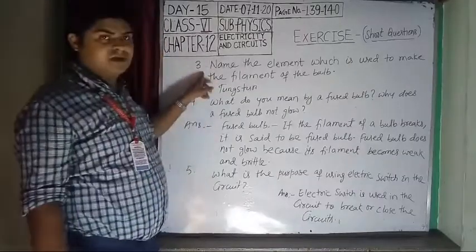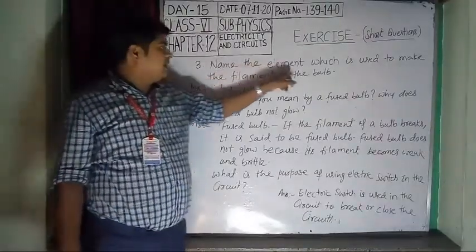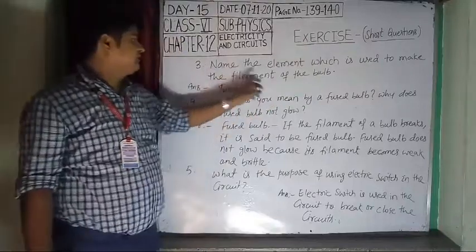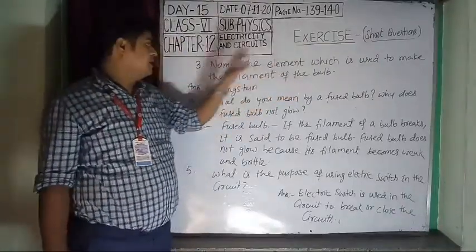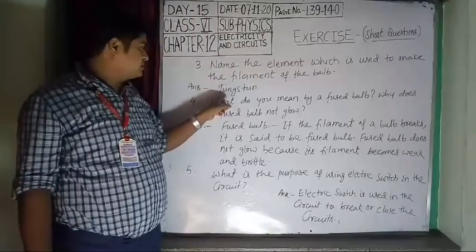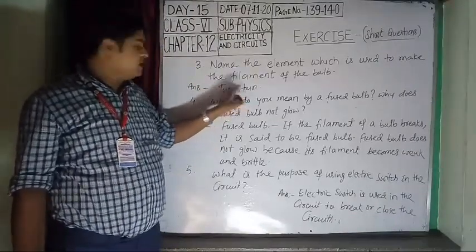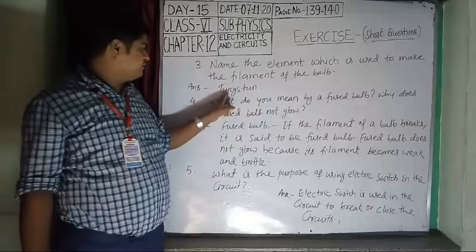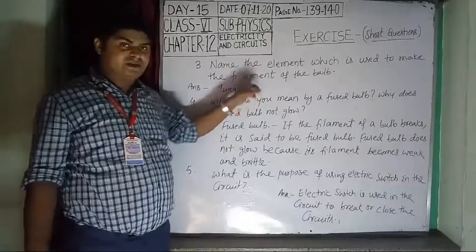Now question number 3. Name the element which is used to make the filament of the bulb. The filament is made of a metal known as tungsten. So the answer is tungsten, T-U-N-G-S-T-E-N.